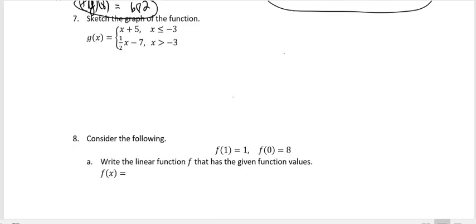Okay, then we get to graph number 7. It says sketch the graph of the function. So this is a piecewise function. One of the first things we can do is decide, when you graph it, is the point going to be an open point or a closed point? Since I have a less than or equal to sign here, I'm going to have a closed dot. I always like to write it there so I can remember. And for this one, since it has just a greater sign, I'm going to have an open dot.